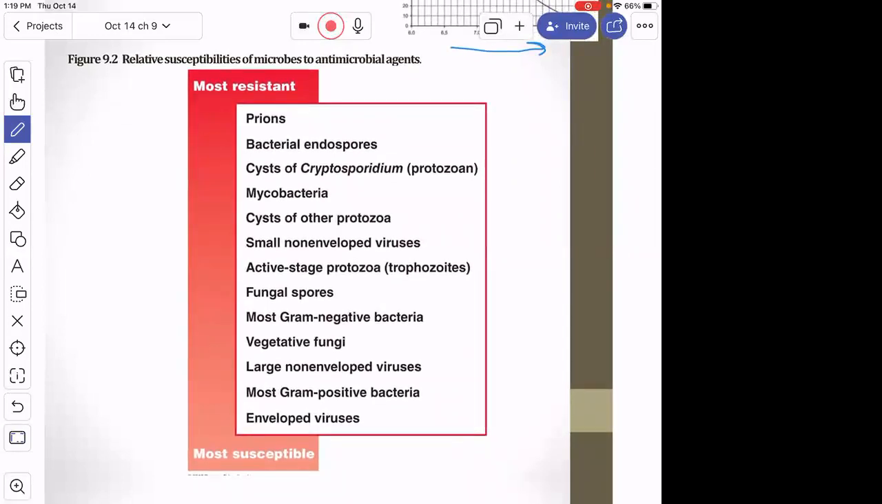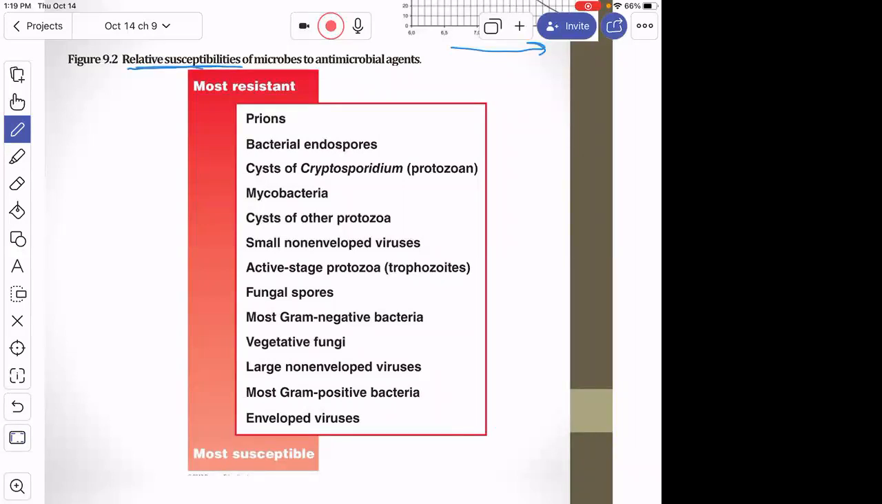All right, so when you look at this list of microbes, hopefully you think, wow, I know what all that stuff is now. I have learned a lot so far this semester. I don't think that you need to memorize this list, like hardest to kill, easiest to kill, but you should have an idea of the really hard ones and the really easy ones to kill. So this is kind of relative susceptibilities.